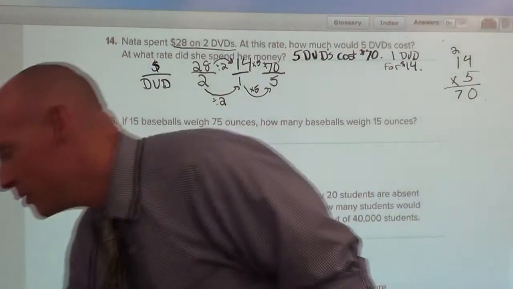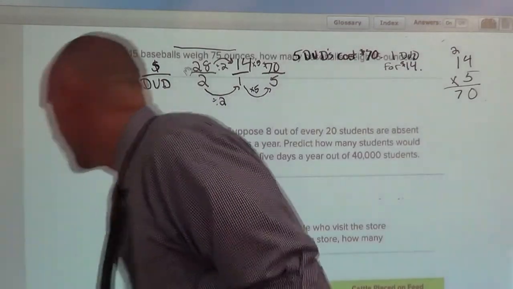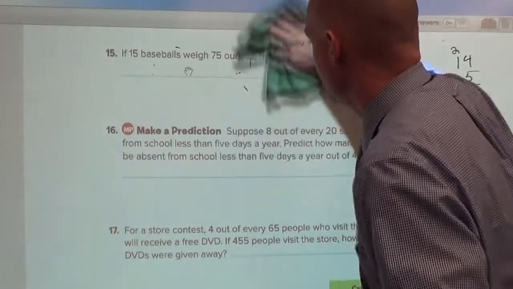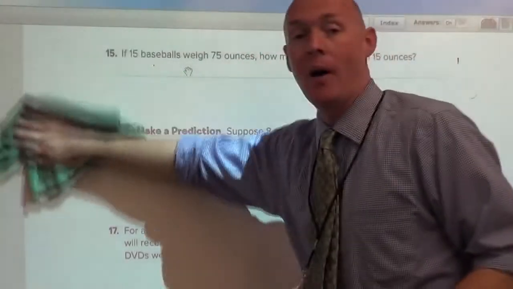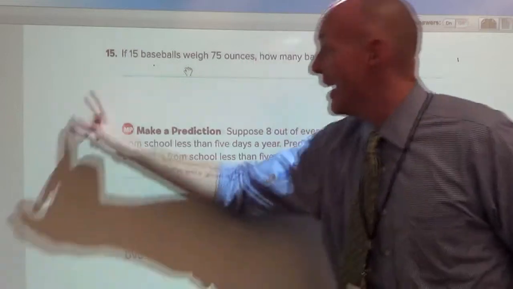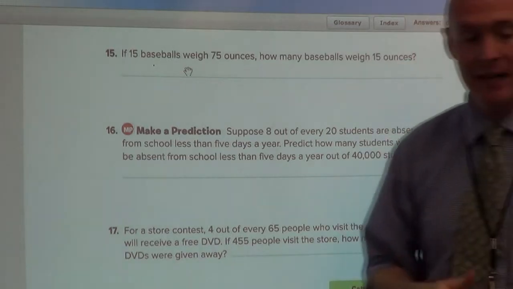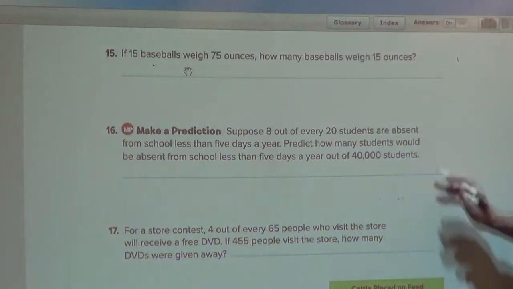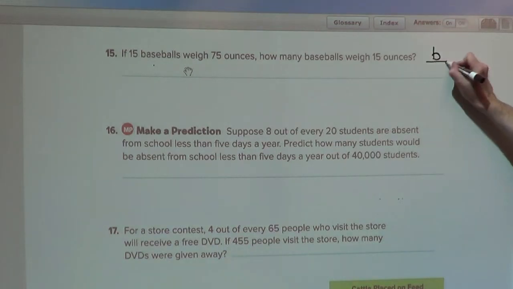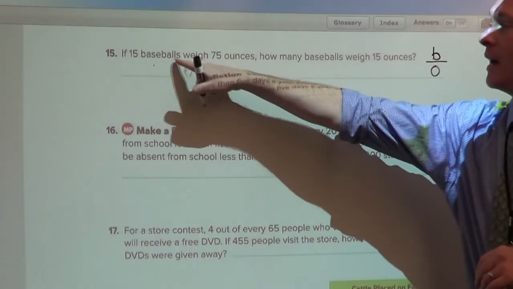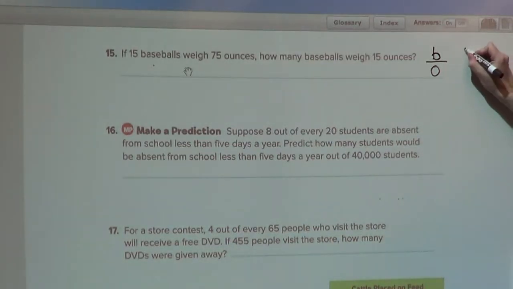Okay, let's move on to number 15. And let me erase my work here. Okay, number 15 says, if 15 baseballs weigh 75 ounces, how many baseballs would weigh 15 ounces? So, let's take a look. We'll do baseballs over ounces. And 15 baseballs weigh 75 ounces, so 15 over 75. How many baseballs weigh 15 ounces? We don't know. We have to figure out what that is.